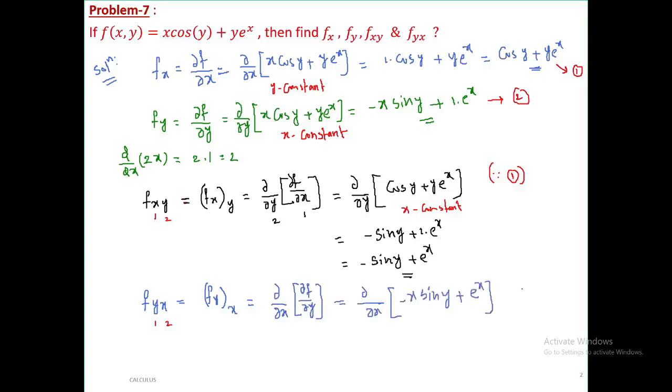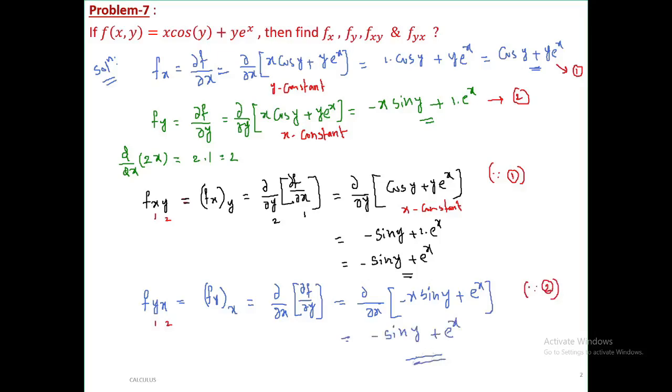So by using equation number 2, I am just substituting back, that's it. Now with respect to x you have to do: minus sin y, x derivative is 1, sin y is as it is, and e power x derivative is e power x only, that's it. So these are the first and second order partial derivatives.